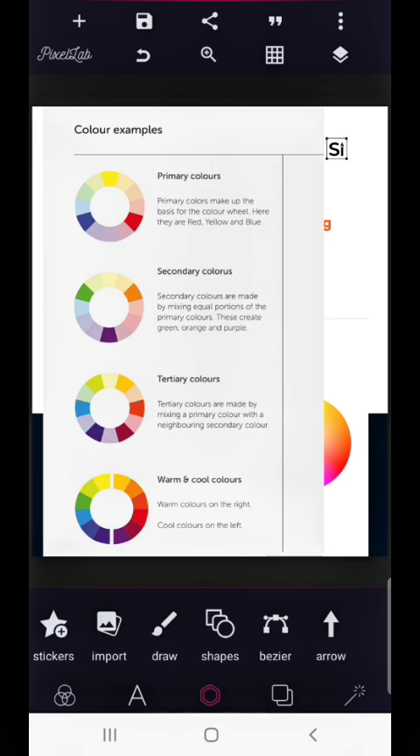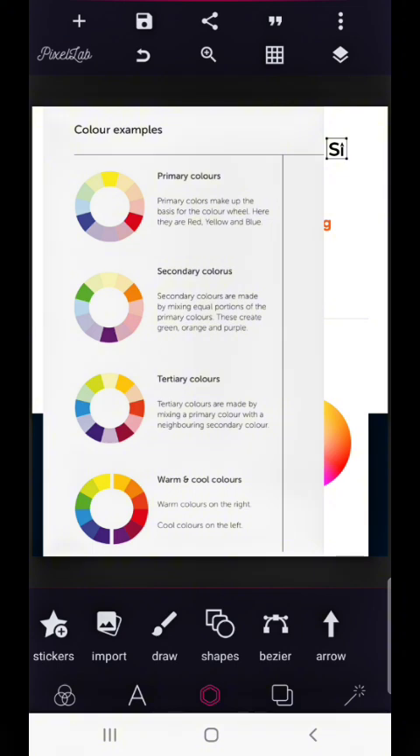So there is another kind of color, which is tertiary color. They are made by mixing a primary color with a neighboring secondary color. So you can actually analyze it by yourself. When you mix a dark red and a light yellow, it gives you another shade of red. You understand? So when you combine a kind of light red and then a blue, it gives you another shade.